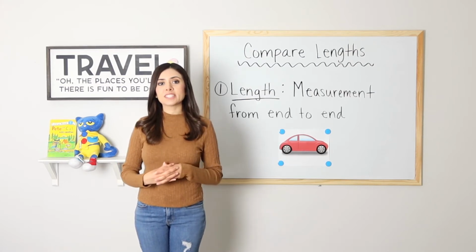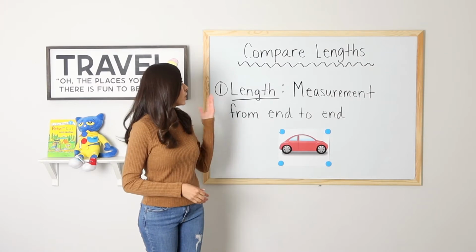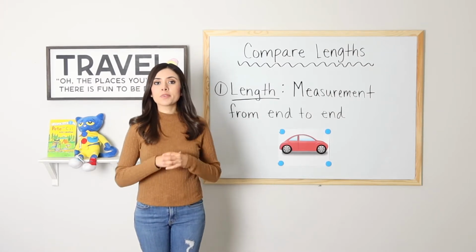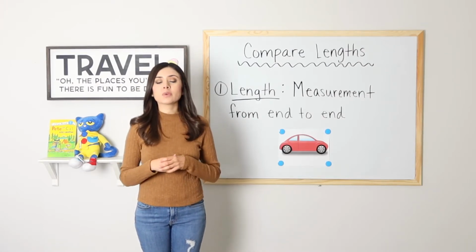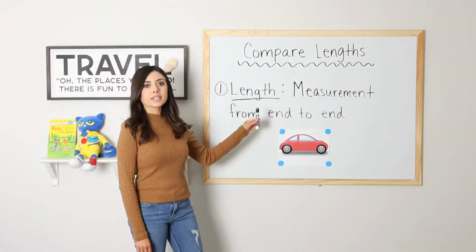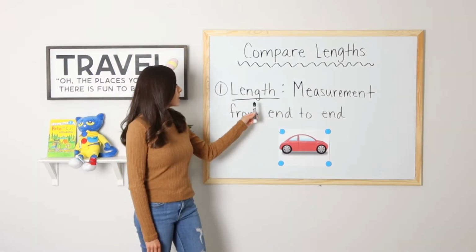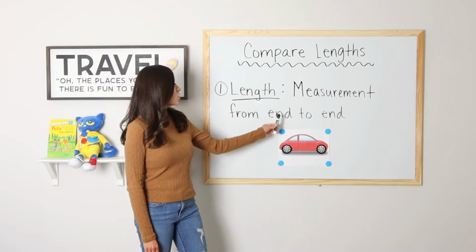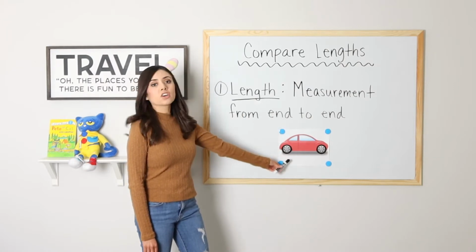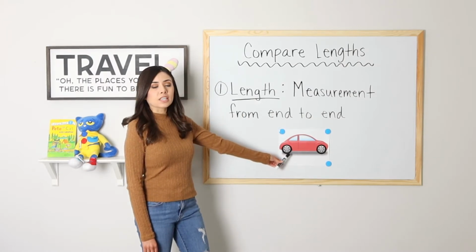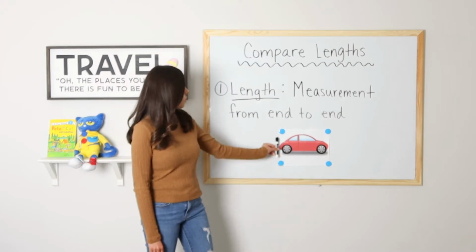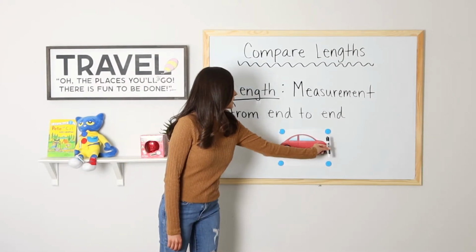My name is Cynthia Ortiz and today we're going to be going over comparing lengths. Before we get into some examples, let's go ahead and look at our definitions. Number 1, length. Length is the measurement from end to end. Here I have a car. If I were to measure the length of this car, I would measure from end to end.